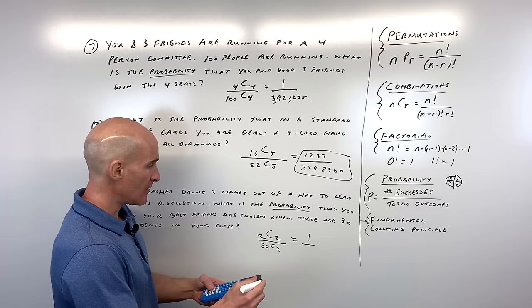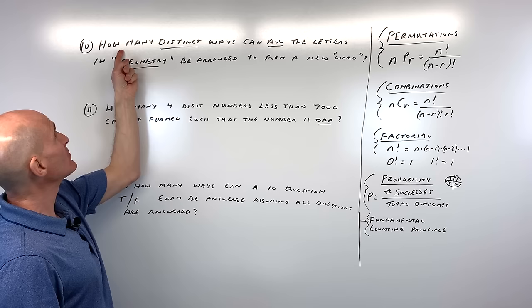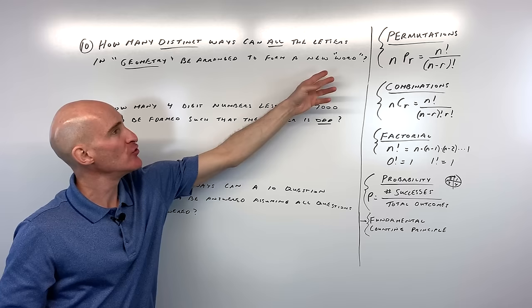Okay, so I'm trying to give you a good sampling of all these different types of problems that come up when you're working with permutations, combinations, probability, etc. So number 10 is a little bit different. It says, how many distinct ways can all the letters in the word geometry be arranged to form a new word? So we're using all the letters, and we're making a new quote-unquote word. It might not actually be a word. We're just calling it a word.